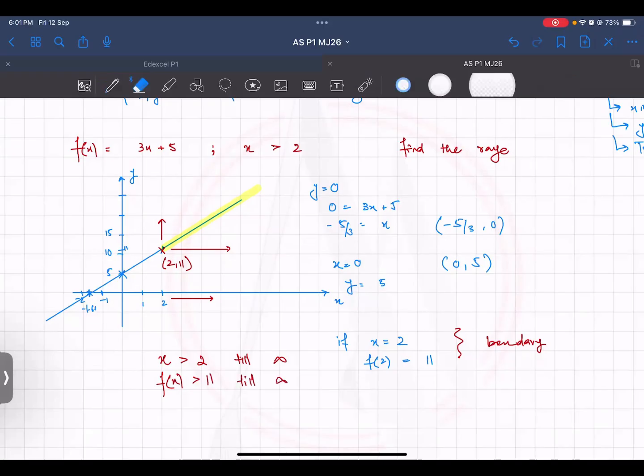So as long as the graph goes, my values of y will also keep increasing from 11. And exactly the 2 value is not included. You can see it is only greater than 2, not included. So that's why the boundary exactly is not included. So that's why I've only written f(x) is greater than 11, not greater than or equal to 11. So the answer to this question is this. This is the range.